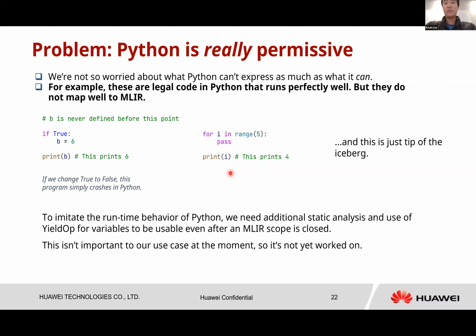So what we have to do effectively is restrict our compiler. We don't have a lot of time and energy to work on all these edge cases for now. So we're basically restricting our scope to a very limited subset of what kind of programs are allowed and not allowed to be written. To imitate the runtime behavior of Python, we would need a lot of additional static analysis and a generous use of yield op to deal with cases like that. And since this is not important for our use case, we're not working on any of this at the moment.